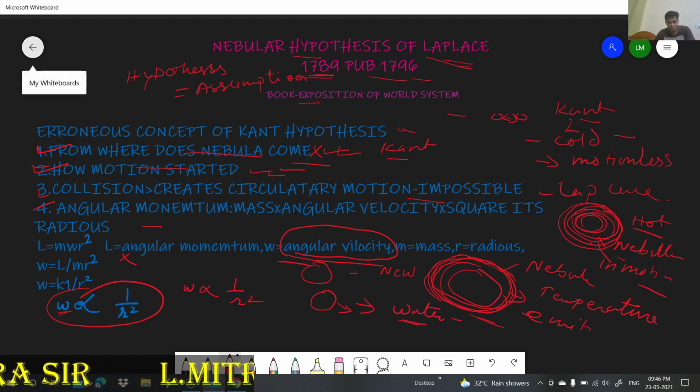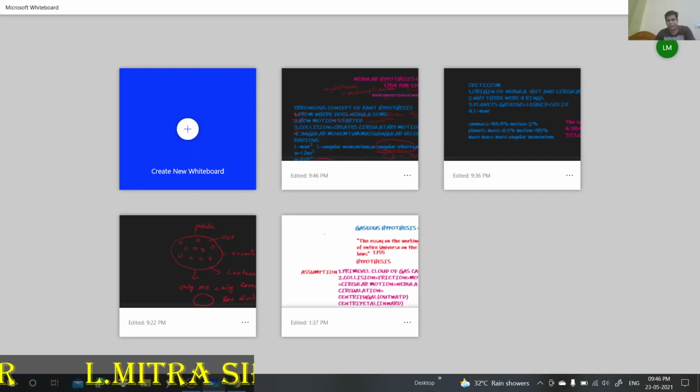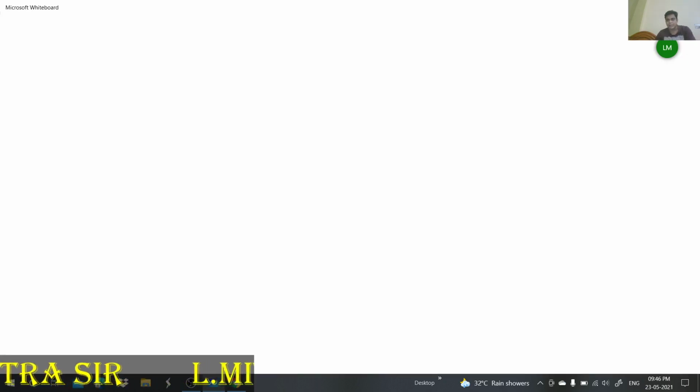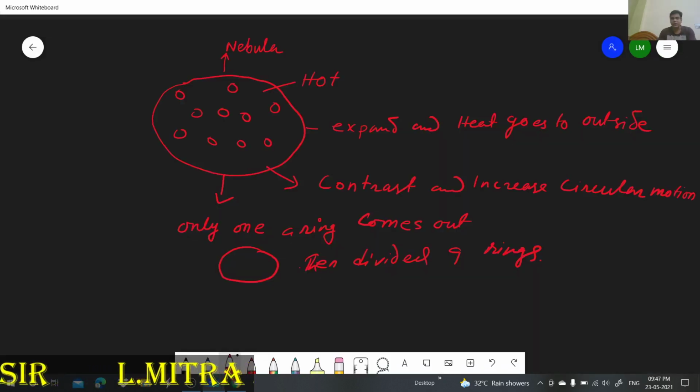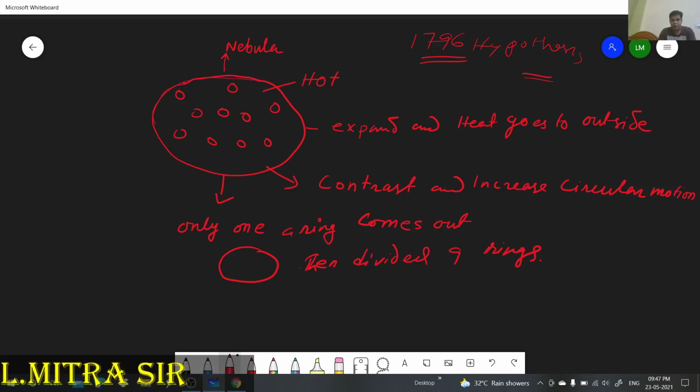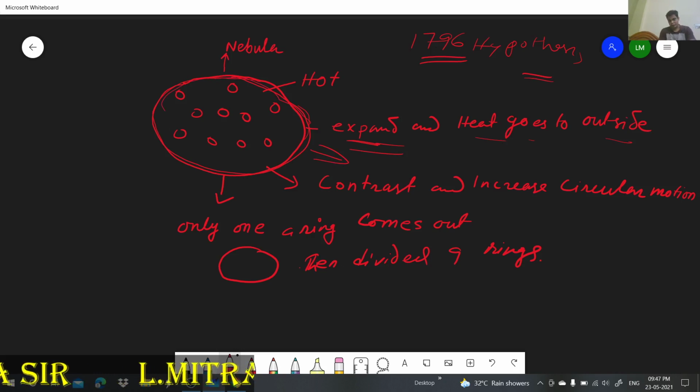Second, what he actually explained on the basis of this theory, the theory of Laplace, was published in 1796. Okay, in 1796 this hypothesis was published. In this hypothesis he assumed that there is a hot nebula, and that hot nebula expands and the heat goes to the outside. So this is the second step.